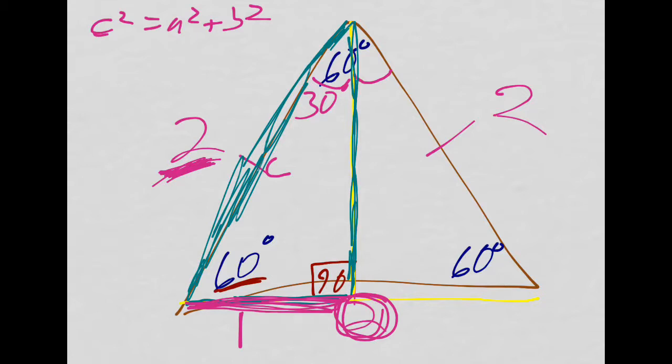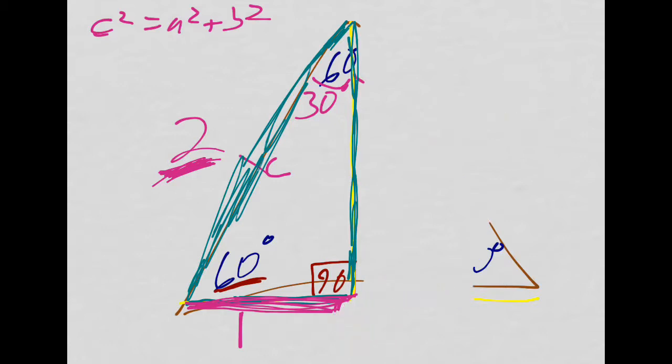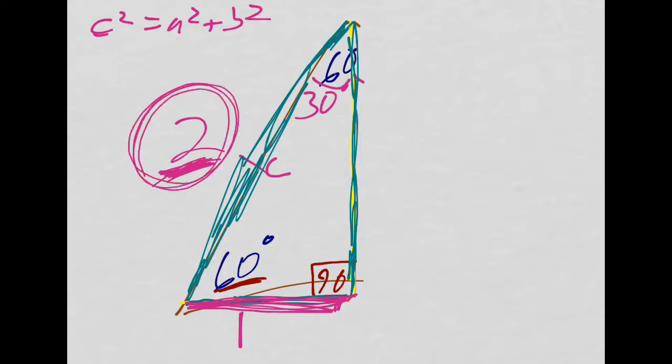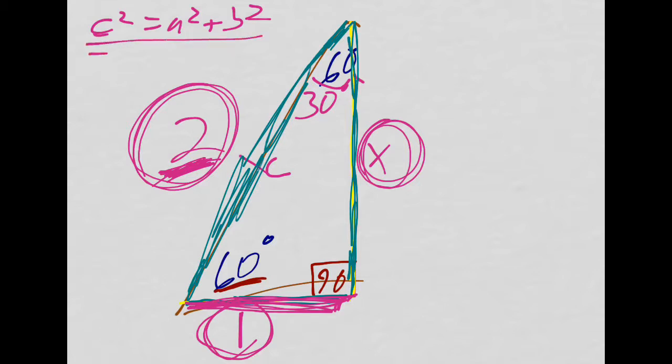So we've got this. I'm going to erase the rest of this because we don't need any more of our equilateral triangle anymore, because we've proven that if our 30, 60, 90 triangle has a hypotenuse of 2, then its short leg is 1. Now we just need to figure out what this is, right?